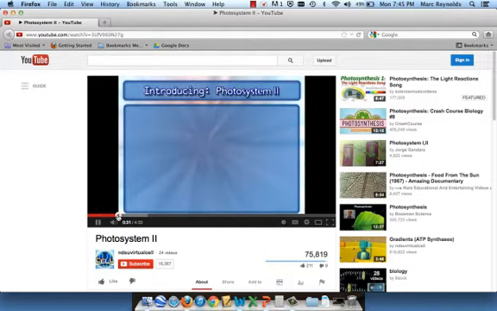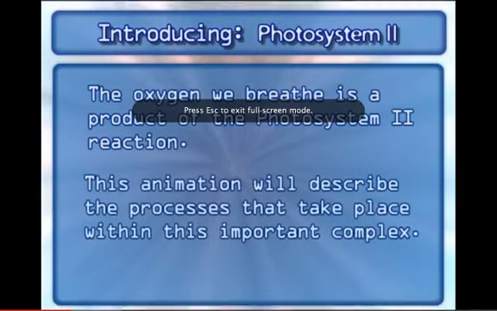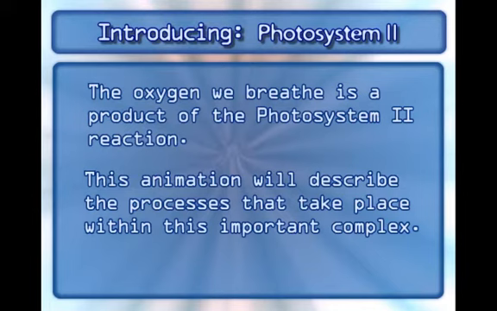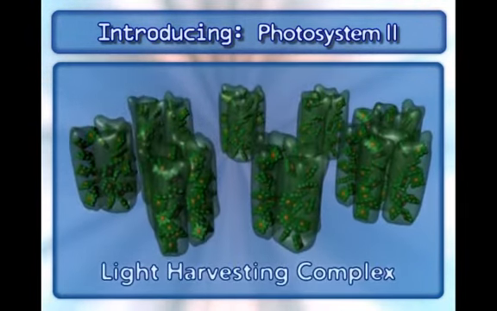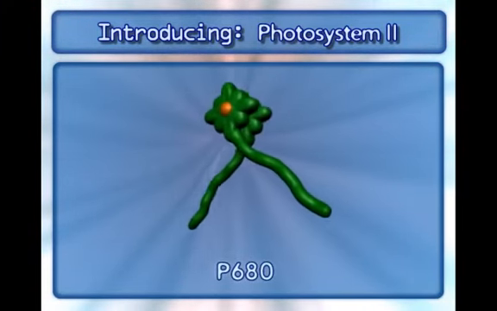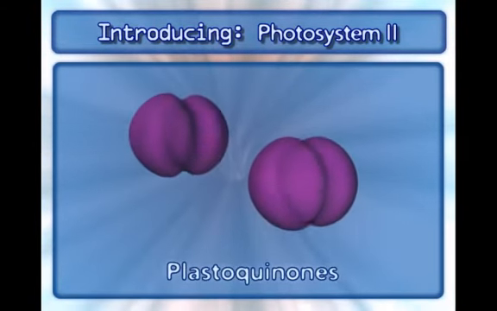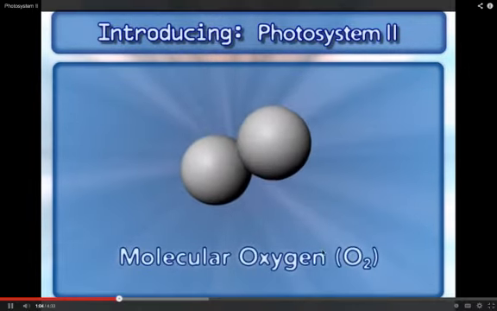Photosystem II. The oxygen we breathe is a product of the photosystem II reaction. This animation will describe the processes that take place within this important complex. Photosystem II involves several key components, including photons, light-harvesting chlorophyll-binding proteins, a pair of chlorophyll molecules known as the P680 reaction center, phaeophytin molecules, and plastoquinones, along with water and oxygen.